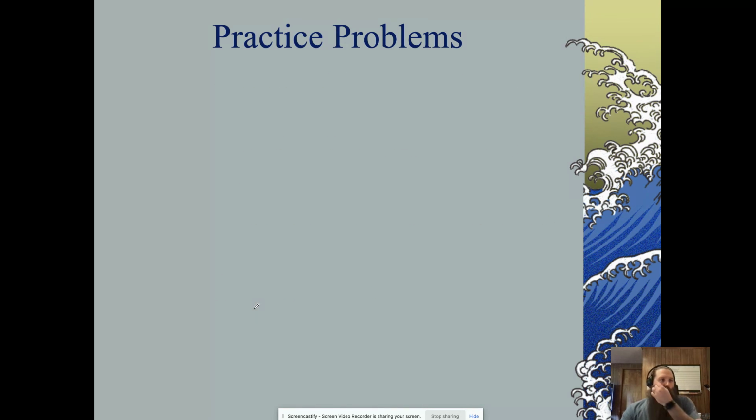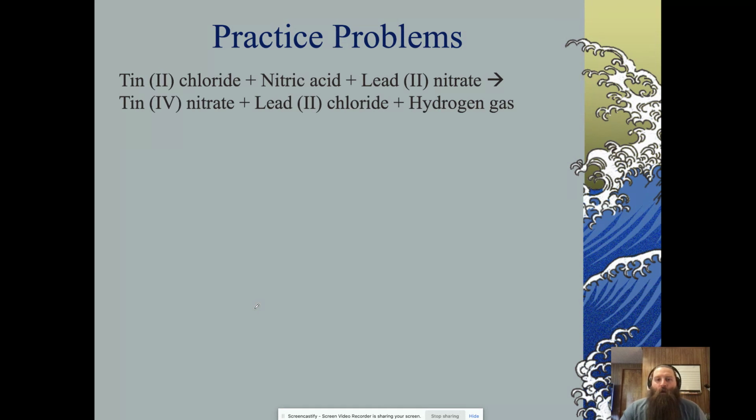There we go. Let's try one more, all right? Instead of walking you through this one like I just did, I'm just going to move through it. I'm not going to ask you to write one of these. I want you to see it. I want you to be able to spot a spectator ion if I give you a molecular equation. I want you to be able to explain it to me. But in this chemistry class, I'm not going to ask you to write one.